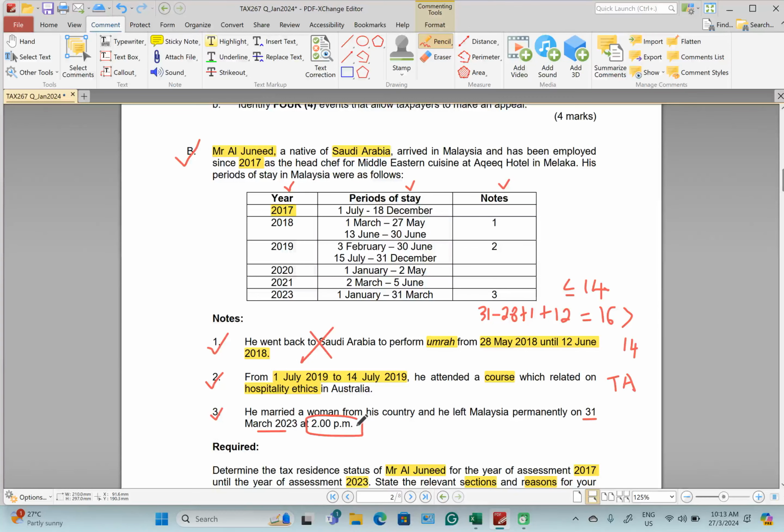He's still present in Malaysia. That's why, if you look at year 2023 here, the period of stay is 1st January until 31st March, isn't it? Look at here. So confirm 31st March, he's still present in Malaysia. Starting from 1st April, he is no longer in Malaysia. Alright? Okay, so now we know that number 1, number 2 done.